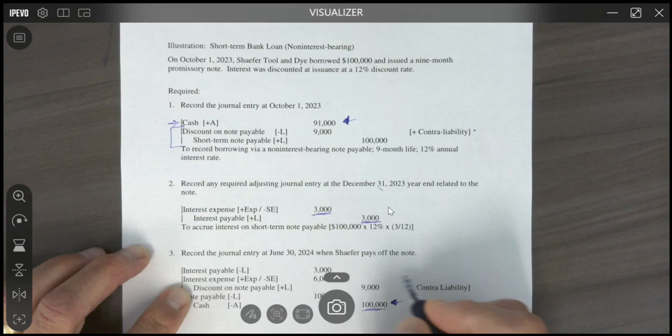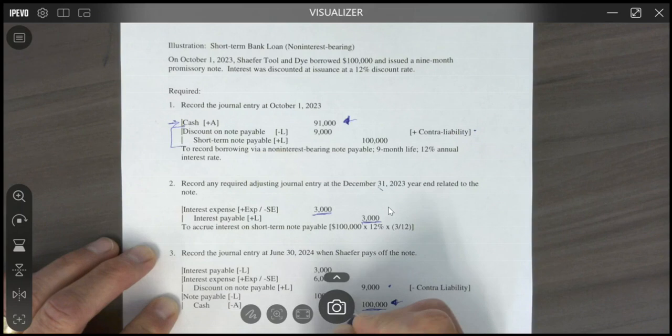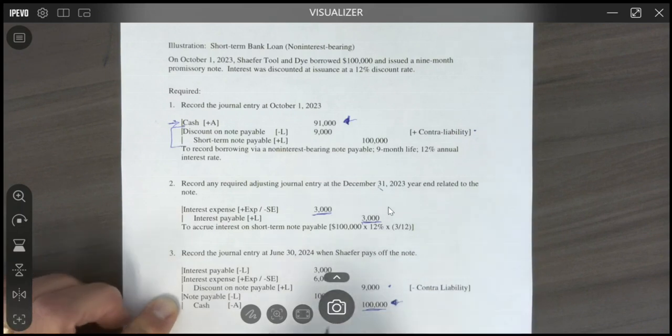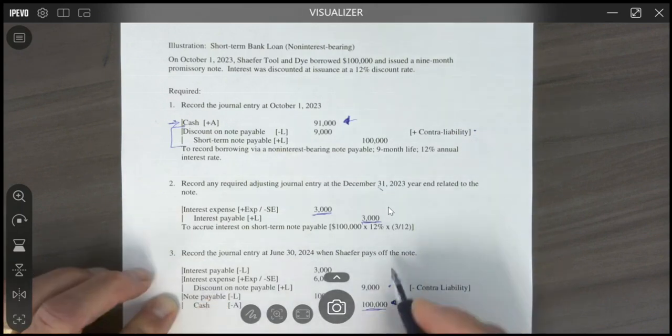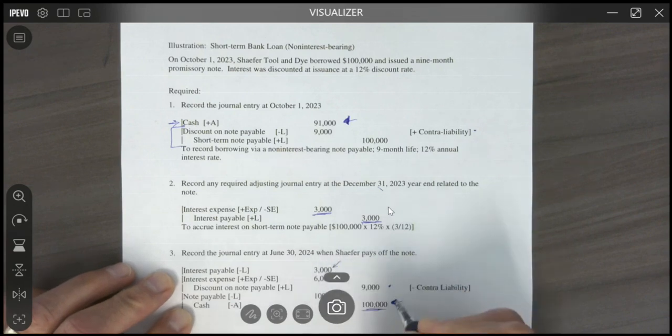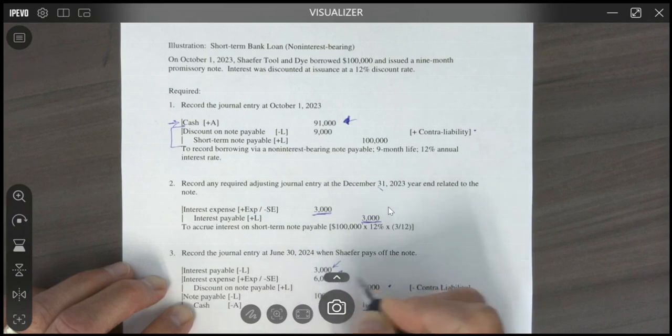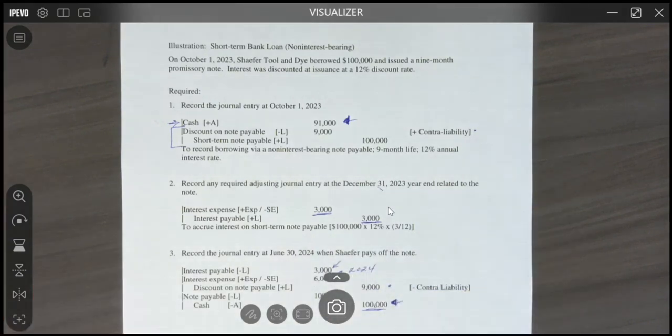So therefore, we can zero out the contra liability, discount on notes payable. We can zero out the note payable itself by virtue of a debit. And then we zero out the interest payable because we have now paid it. And we record interest expense in 2024 for 6 months, or $6,000.